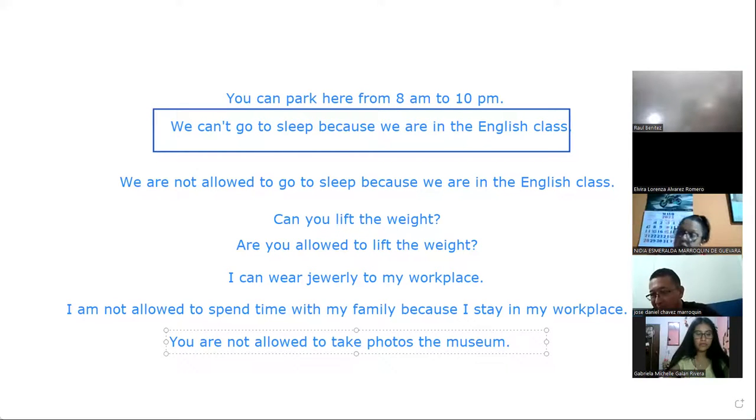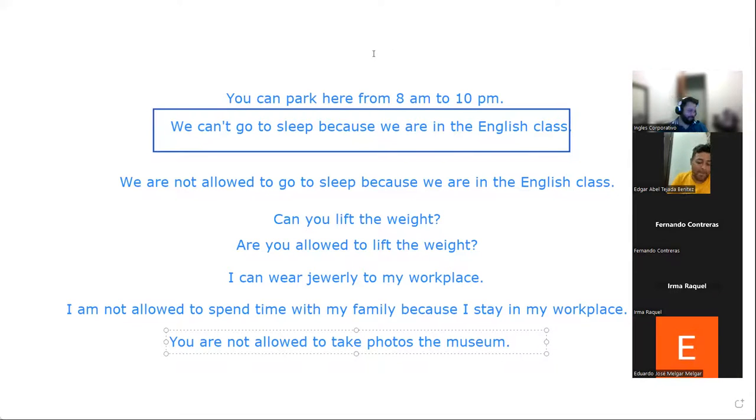No. Very good, guys. So notice, guys, that you got to be careful with allowed and can't, because can't can be used for permission. I mean, for ability, right? So anybody else, guys? Does anybody else want to share their example?